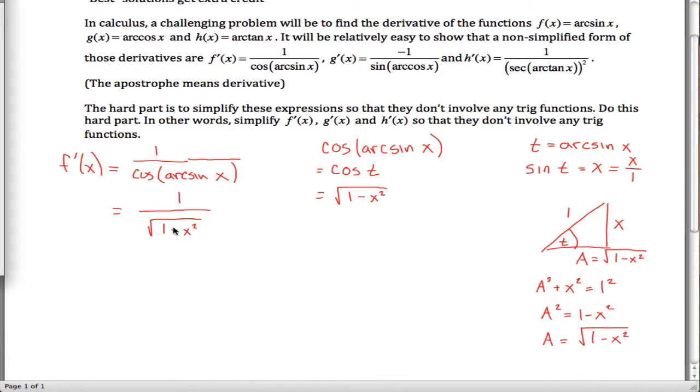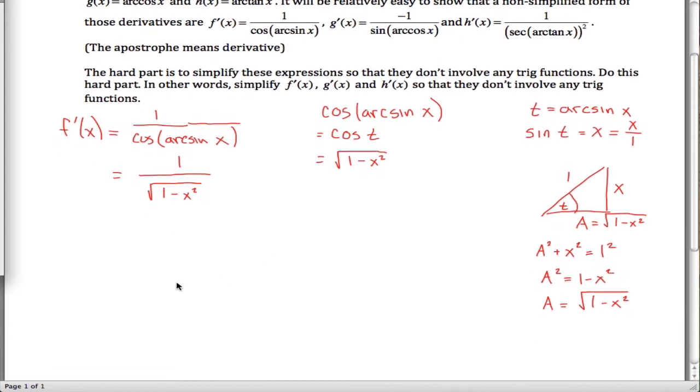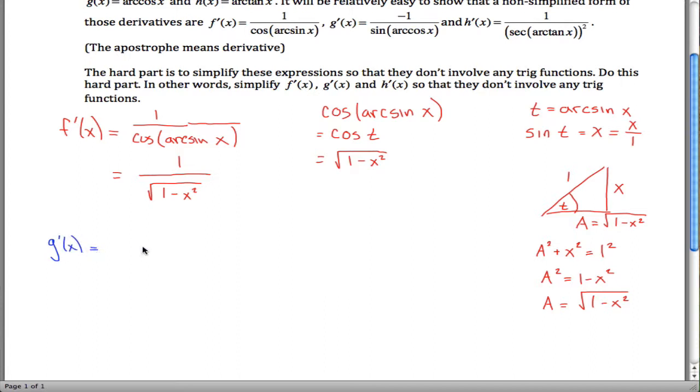If that made sense, you're good. We're just going to repeat that 2 more times. So g prime of x, the steps will be very similar. I'll go a little bit quicker. g prime of x is negative 1 divided by sine of arc cosine of x. So really what I need to figure out is what is sine of arc cosine of x.